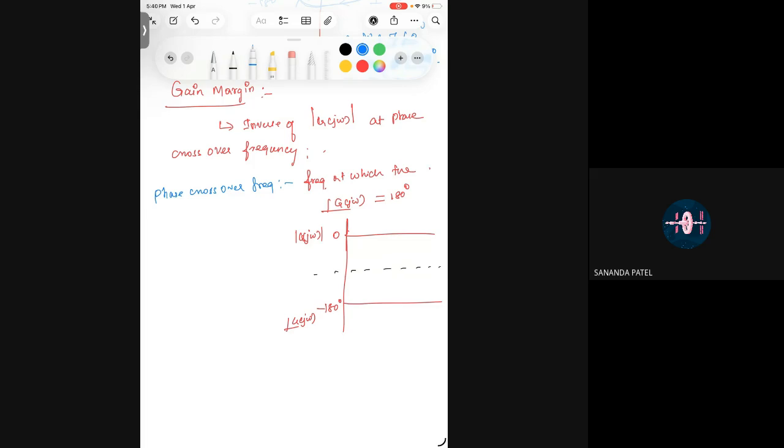Now, phase crossover frequency is the frequency at which the phase angle reaches minus 180 degree. Okay, fine. So this is your omega, right? So if this is my phase plot, for example, the frequency point at which my phase angle, that is phase of G(j omega), reaches exactly minus 180 degree, this frequency is called as phase crossover frequency, or it is omega pc. Any doubt in this? What is phase crossover frequency? Can you visualize this? The frequency at which your phase angle reaches minus 180 degree in Bode plot. Any doubt in this?